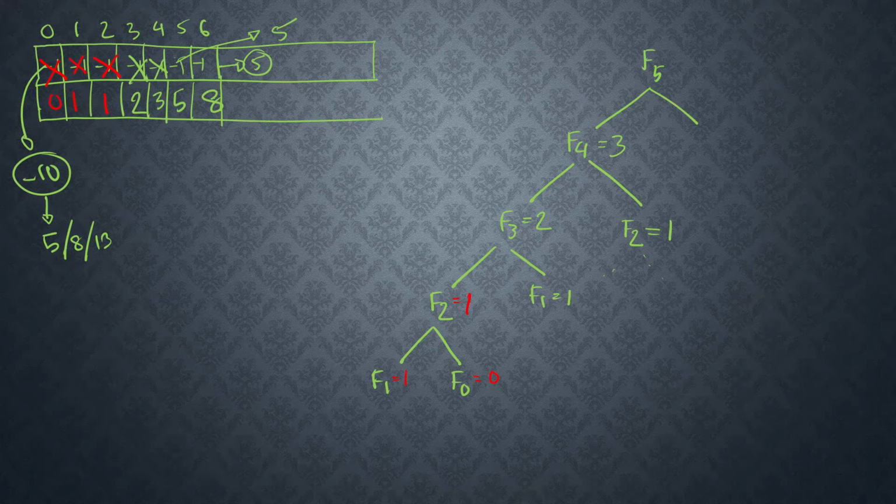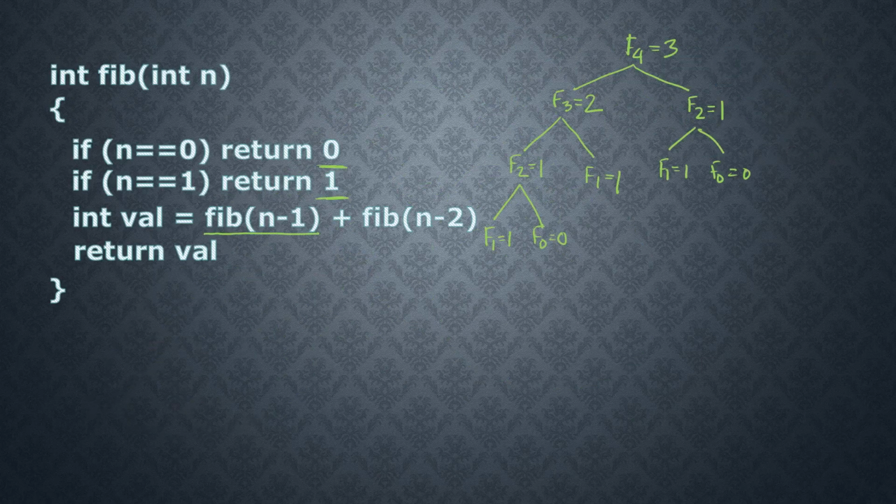So how should we code this new thing that will avoid overlapping subproblems? Because the previous code we had actually contained this problem. It didn't store the values anywhere. So now let's see.